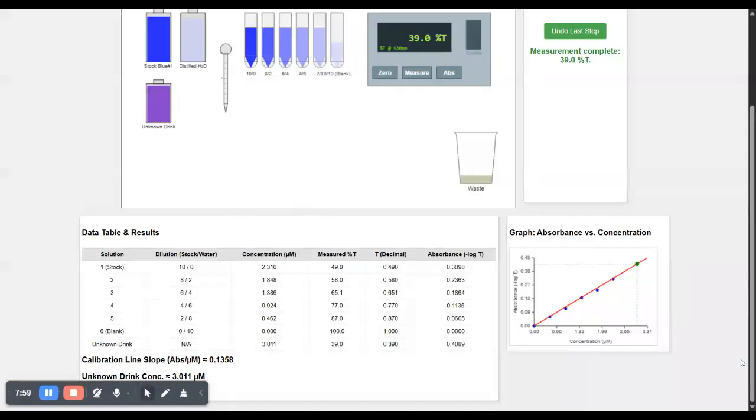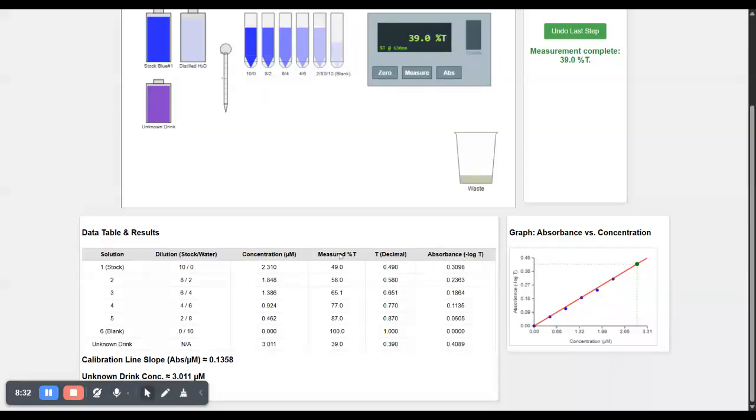Okay, so now we're going to use the slope of the calibration line to calculate the concentration of blue dye in the unknown drink. The purpose of this step is to apply Beer's law to find a real unknown value based on the known data I generated earlier. Here we have our solutions, our dilution concentration, measured percent transmittance, which we have in decimal form, and our absorbance.